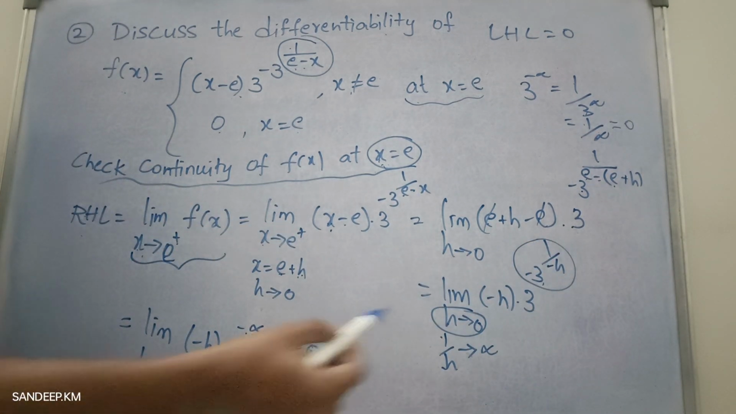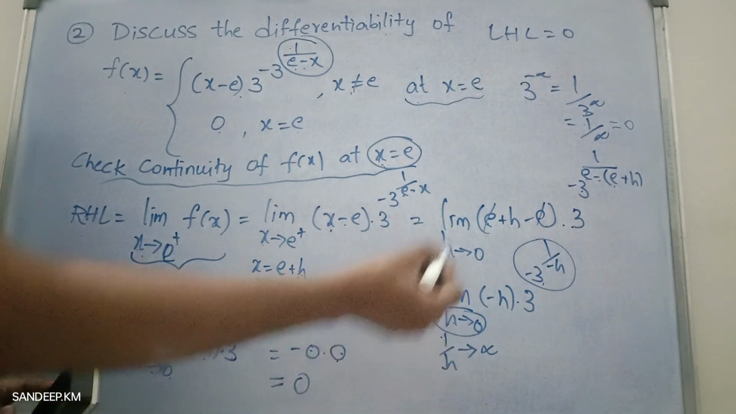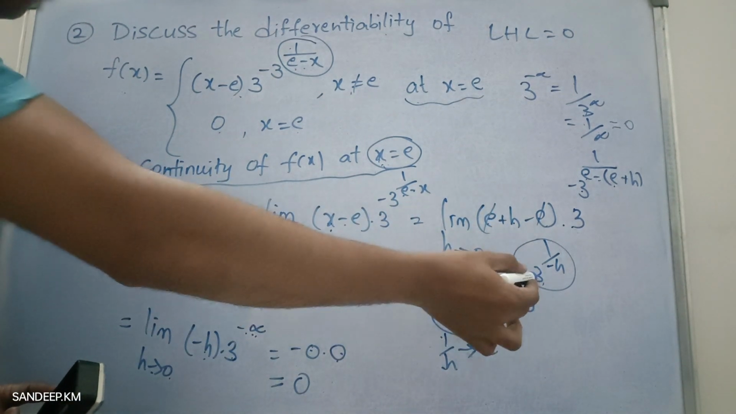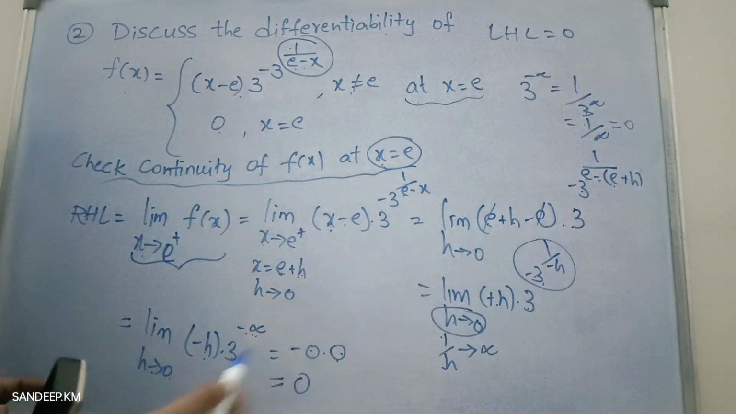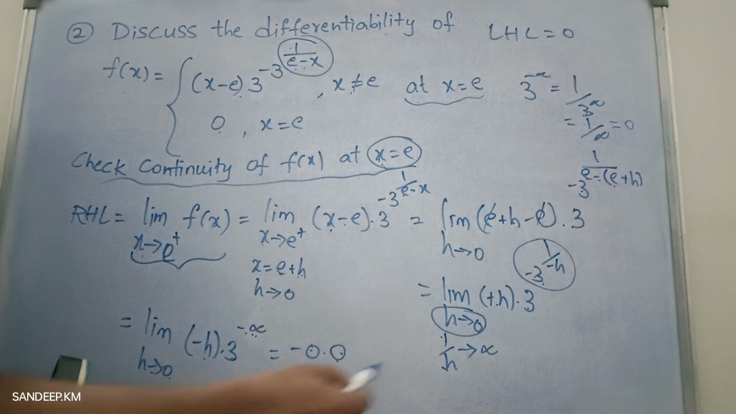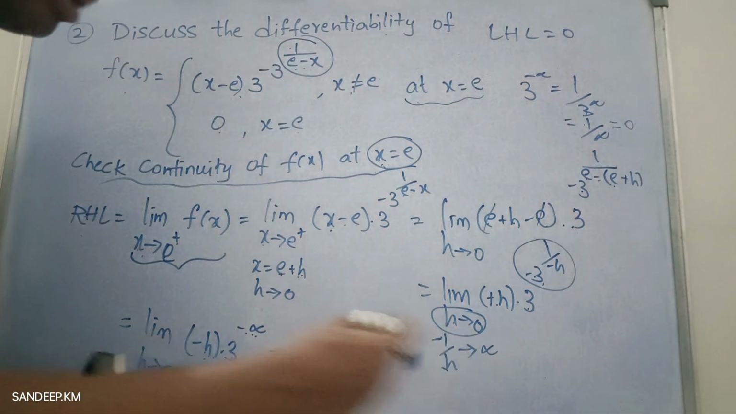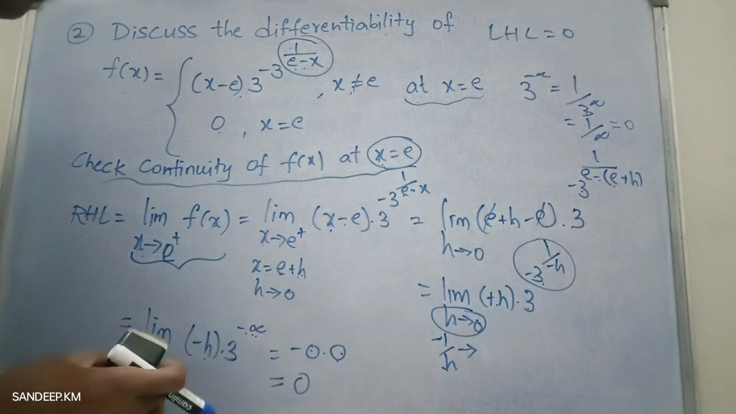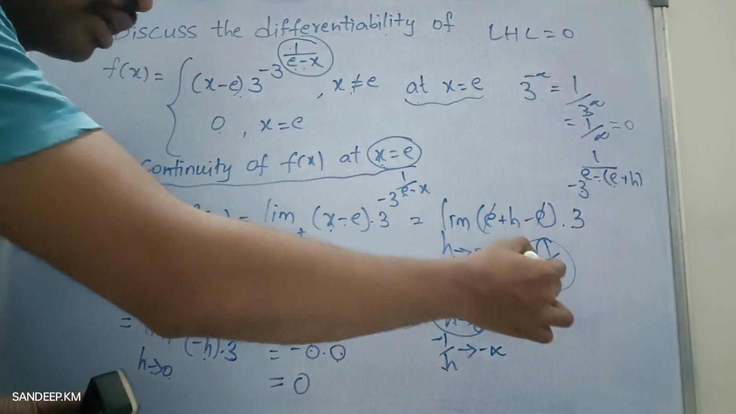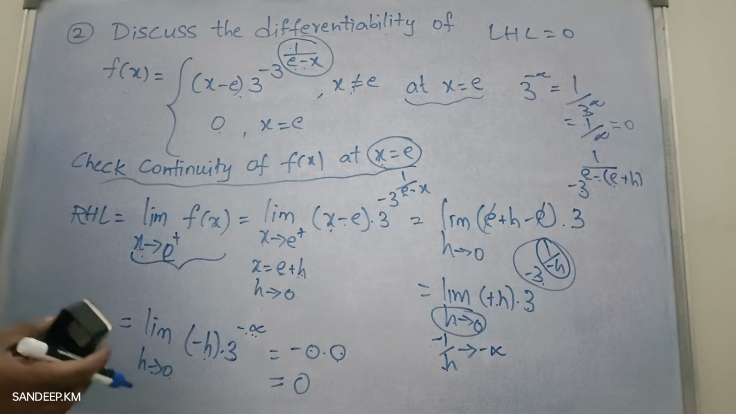Dear students, here we have plus h into 3 power minus 3 power 1 divided by minus h. Now when h is approaching 0, 1 by h is approaching infinity, and minus 1 by h is approaching minus infinity, right? So this particular value becomes minus infinity. And what comes next?